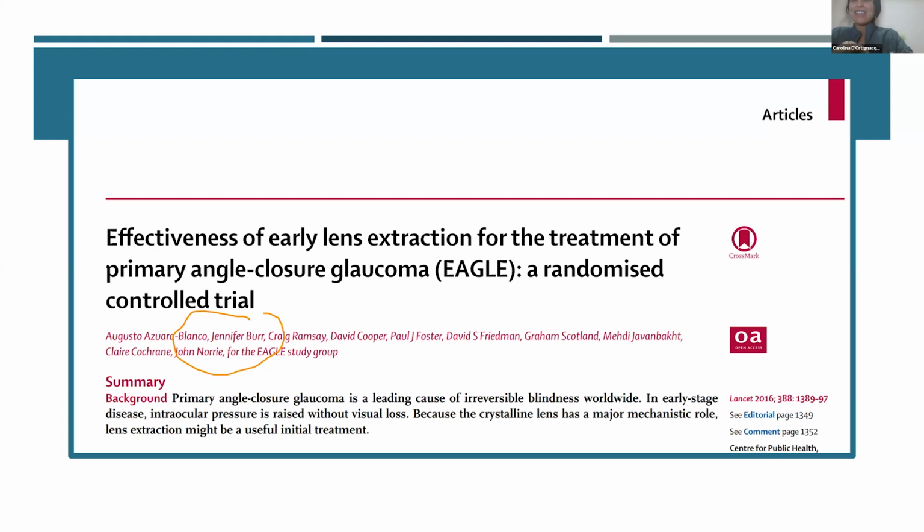Okay, so this is the EAGLE study, on the effectiveness of early lens extraction in primary angle closure glaucoma.